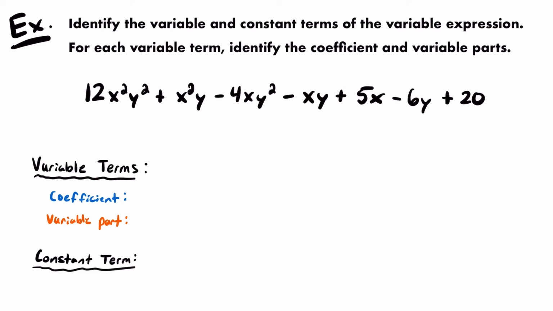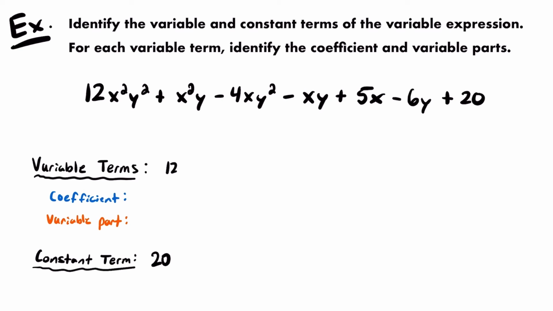There are a total of 7 terms in this variable expression, but how many of them are variable terms and how many are constant terms? Well, in this case, it looks like all of them are variable terms except for one, right? This term on the end here, plus 20, is the only term that doesn't include a letter. All of the others have an x or a y within them. So positive 20, or just 20, is our constant term, which means that the other 6 terms must be our variable terms. So let's write all those down.